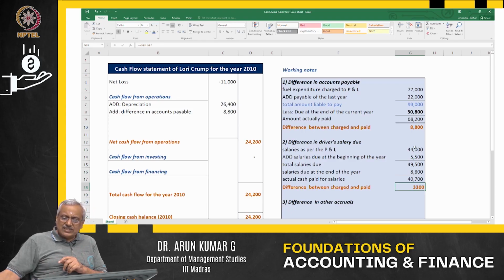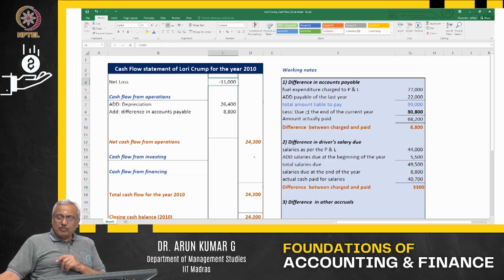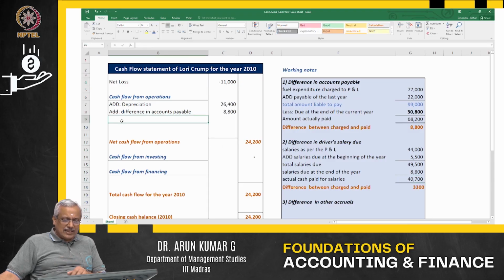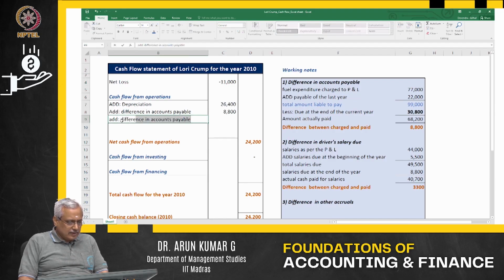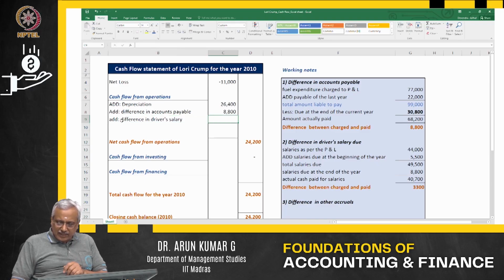How much have you charged? 44,000. So what is the excess charge? 3,300. You have charged 44,000 in the P&L and arrived at a loss of 11,000, but the cash that has gone out is only 40,700. So add the difference in driver salary due. The amount of difference is 3,300.